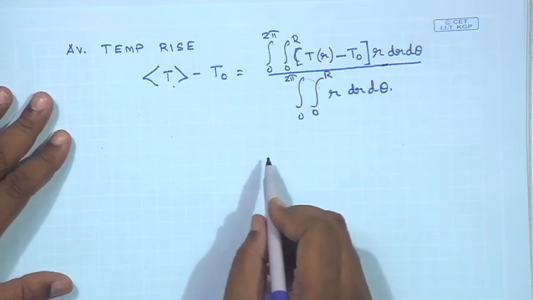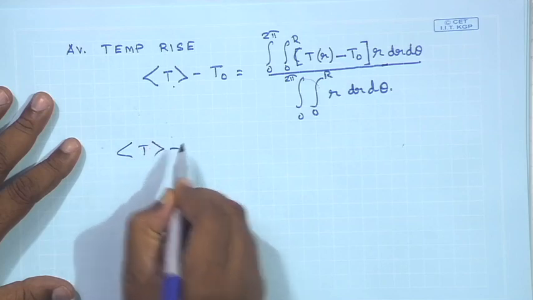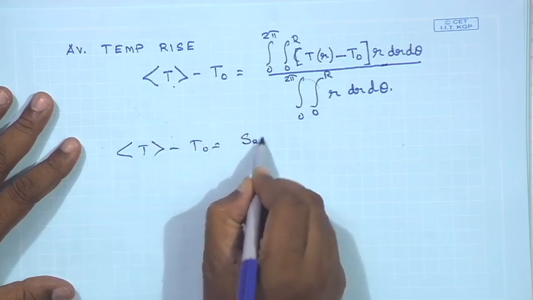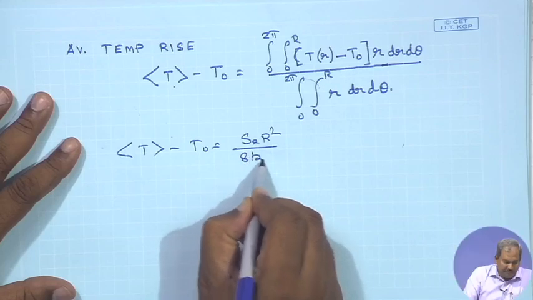So, in order to obtain the temperature average, you are averaging over the entire cross sectional area, and for a cylindrical system the entire cross sectional area is going to be a double integration. One is from 0 to 2 pi, the value of theta can vary from 0 to 2 pi, and the value of r, small r, can vary from 0 to capital R, and the area would be simply r dr d theta. So, when you do this in this specific form, you would see the result for T average minus T0 would simply be equal to S_e R square by 8k.